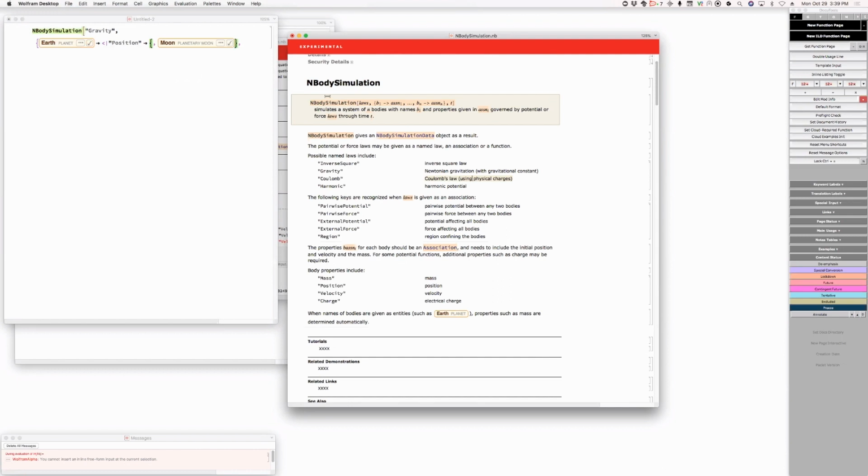Okay, so this is a time. Wait a minute, what is this? Where's the initial condition being given? You give position and velocity, and that's the initial condition. Okay.